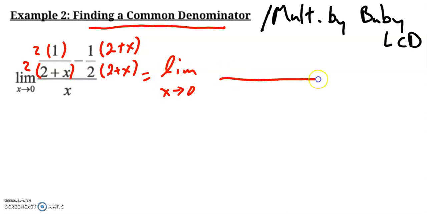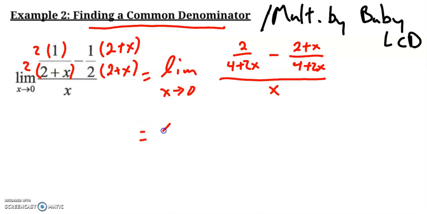But I'm just going to look at the numerator here. So now I have 2, and then this is going to be 4 plus 2x, because I got to distribute that through. Minus, and then this is going to be 2 plus x in the numerator. And again, 4 plus 2x. And I'm not doing anything with the denominator because it's simply just x.